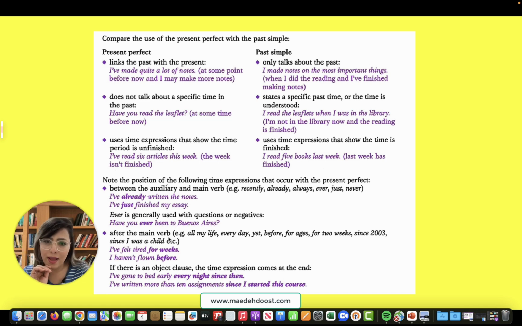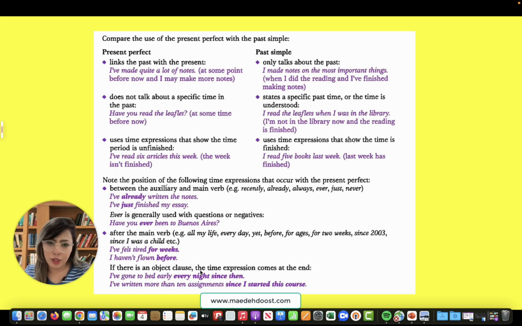So after the main verb, it says use these after the main verb. They are like mostly time adverbs. For example, I've felt tired for weeks. I haven't flown before. So it is after the main verb. Felt is main verb. Flown is main verb.